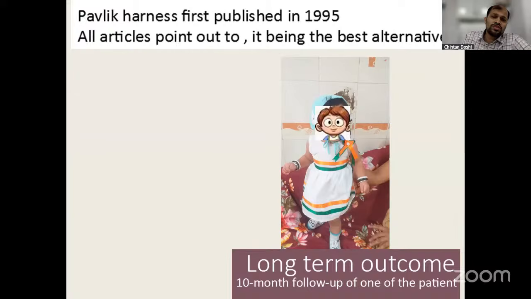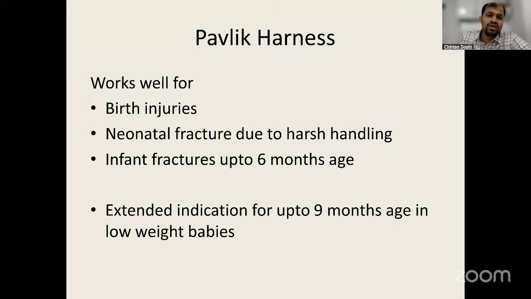So the Pavlik harness was first published in the literature in 1995, and all articles after that have pointed out that it is a better alternative than the earlier treatments, which were gallows traction or Bryant's traction and other things. So the Pavlik harness works well with birth injuries and neonatal fractures, which usually happen if the child has fallen from the bed or rolled over and got an injury. It works for infant fractures up to the age of 6 months, and as I already discussed, it can be extended up to 9 months to 1 year in small babies who are low birth weight and preterm.